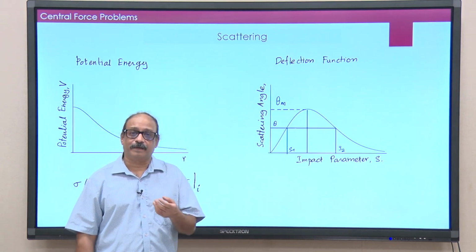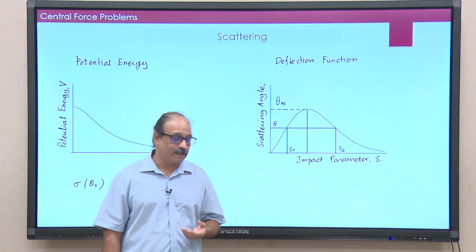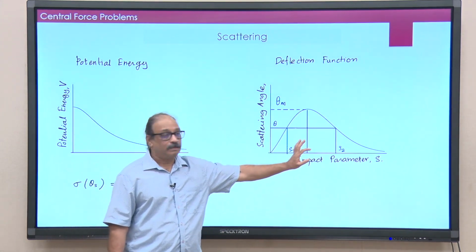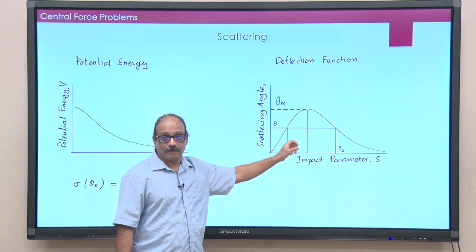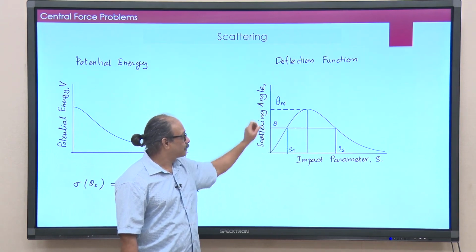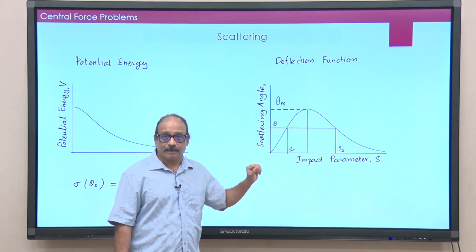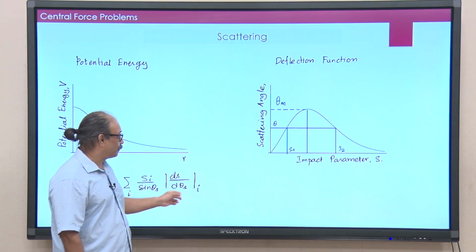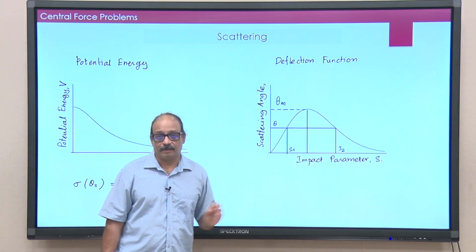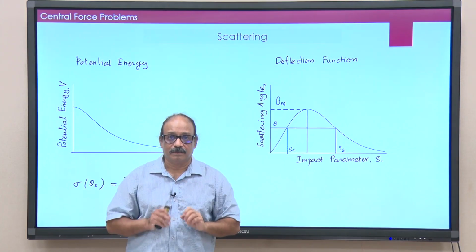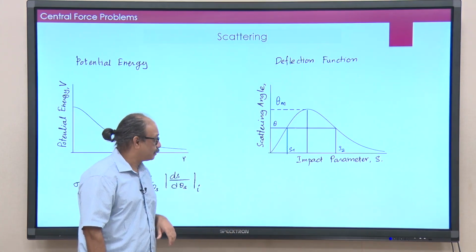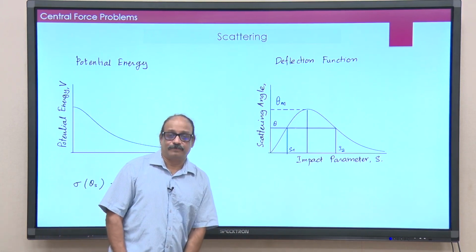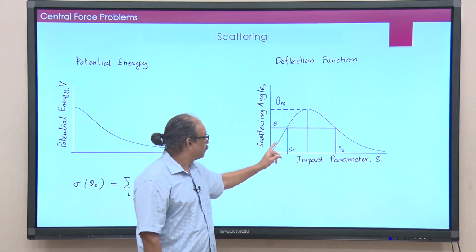Can you have 3 impact parameters resulting into one? Oh, that can also happen. So, depending on the type of potential, your deflection function or the graph of scattering angle versus impact parameter could have more than one maxima, and in which case this summation will have to be done over all possible impact parameters, which results into the same scattering angle.